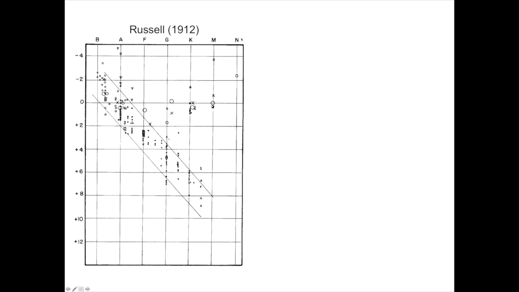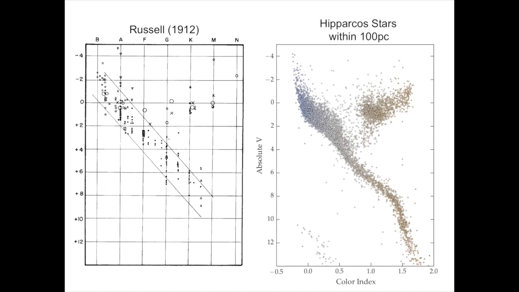And so this horizontal axis is also kind of backwards. It runs in temperature from the hottest stars on the left to the coolest stars on the right. This is a state-of-the-art Hertzsprung-Russell diagram from 1912. This is a state-of-the-art Hertzsprung-Russell diagram from 2015.